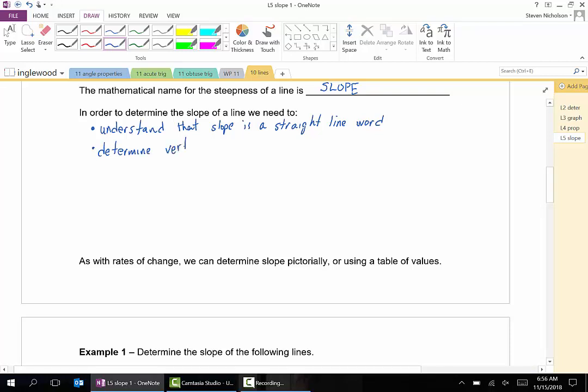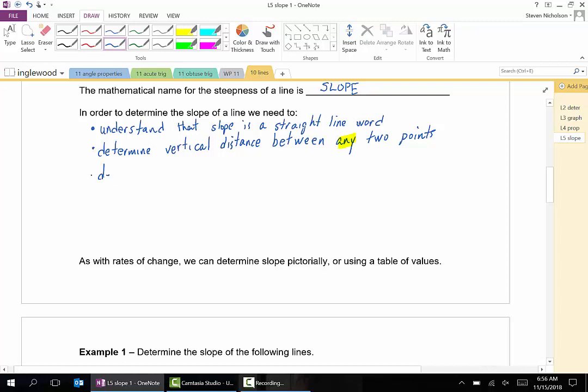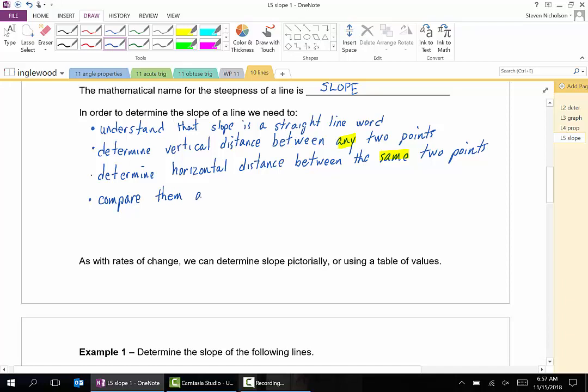Determine vertical distance. We can actually just count that. The vertical distance between any 2 points. So that's important. Any 2. And if we have a choice, we're going to pick easy ones. Also determine the horizontal distance between the same 2 points. So hopefully if we pick nice easy points, this is nice and easy to do. And then what we're going to do is compare them as a fraction. Math people love numbers, and fractions are numbers.